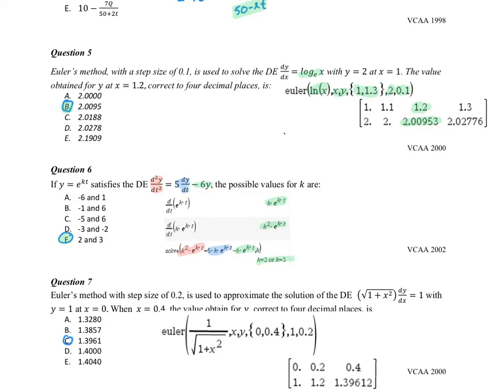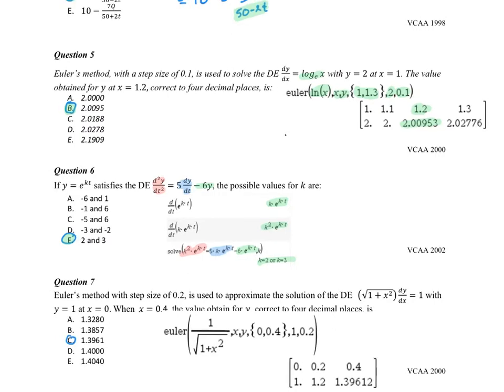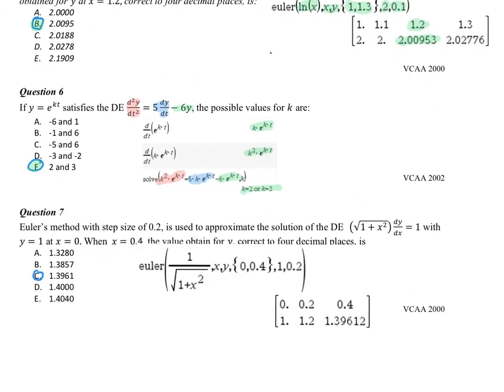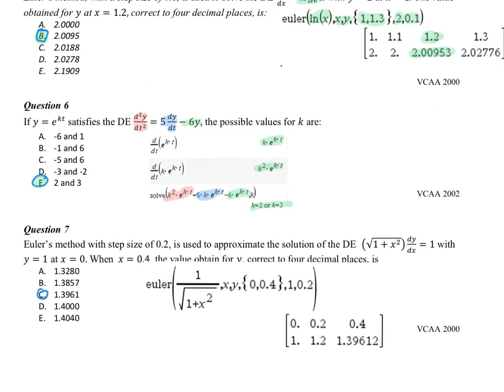All right. Another Euler question. This time the step size is 0.2. So the step size of 0.2 is the last thing we put in. The initial condition: at x equal to 0, y is equal to 1. And we're interested at x equal to 0.4. So I'll start at 0 and go to 0.4. We said our step size was 0.2.